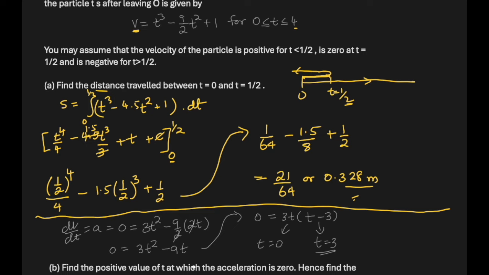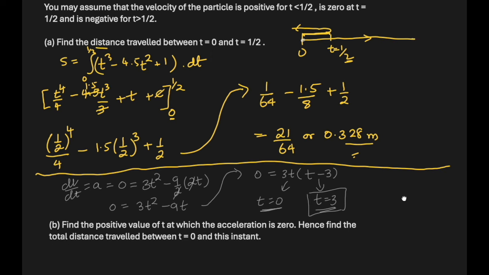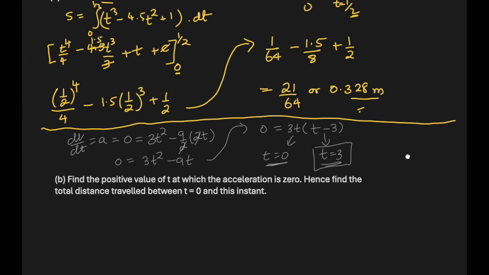Find the positive value of t. 0 is neither positive nor negative, so they mean t equal to 3. And obviously we will not find the distance from here because we know it is at the starting place only. Okay, so t equal to 3. Now we have our integration already with us.